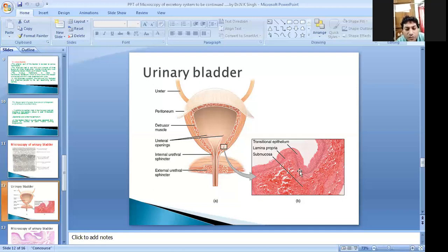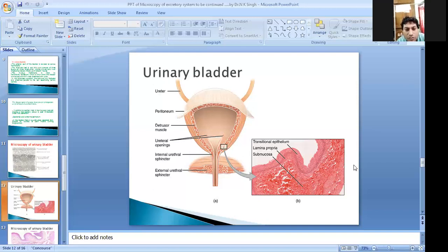And just below this pinkish part, the part which is entering inside it is the tunica submucosa. The uppermost part, this thick part, is the transitional epithelium. Just below this transitional epithelium is a darker part, this pink color line coming over. This is the lamina propria. And below the lamina propria, the connective tissue which is penetrating inside is the tunica submucosa.